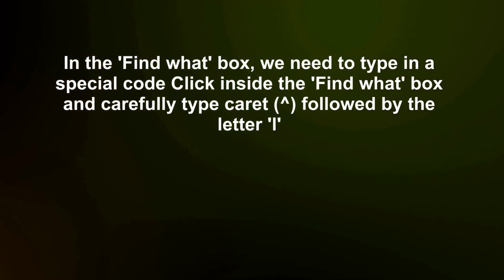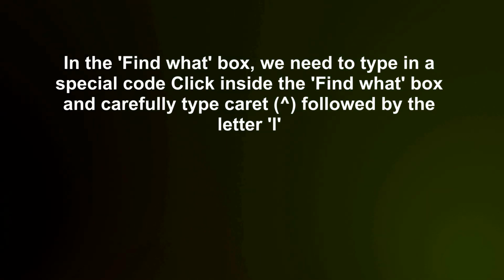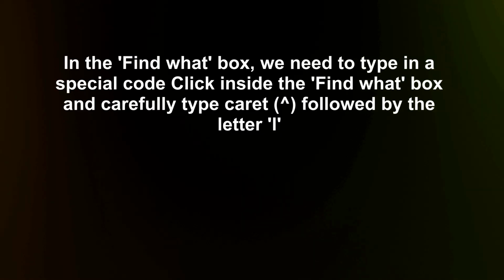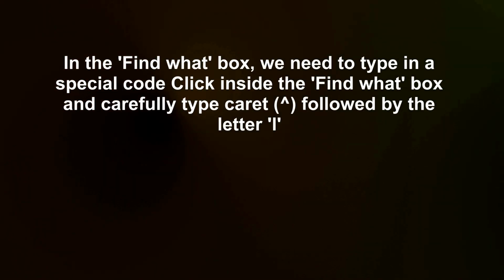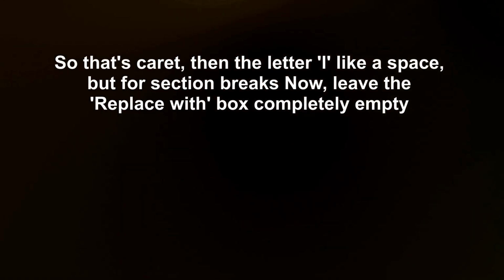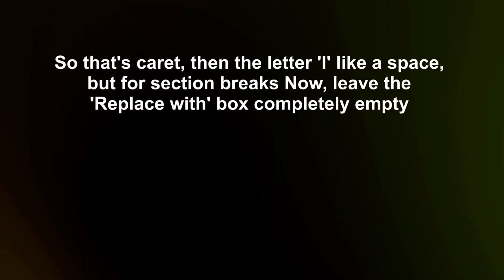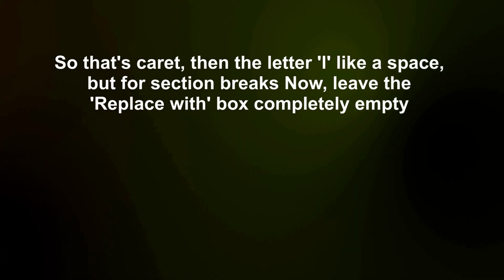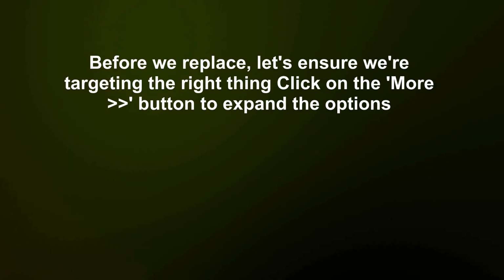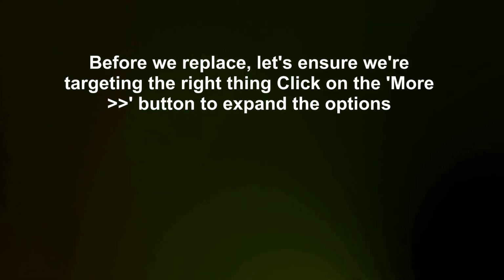In the Find What box, we need to type in a special code. Click inside the Find What box and carefully type caret followed by the letter L. So that's caret, then the letter L, like a space, but for section breaks. Now, leave the Replace With box completely empty. Before we replace, let's ensure we're targeting the right thing.